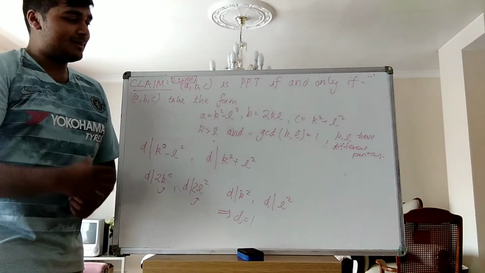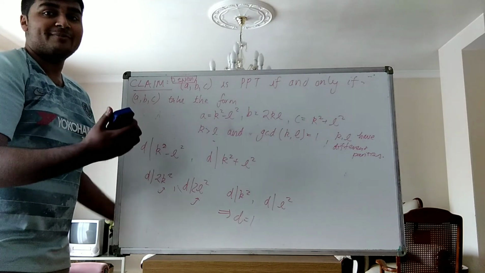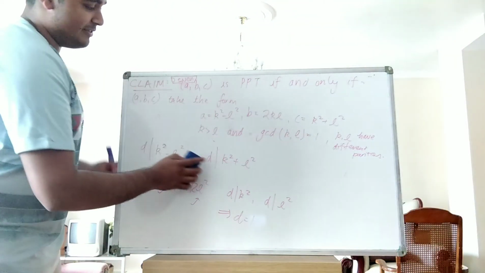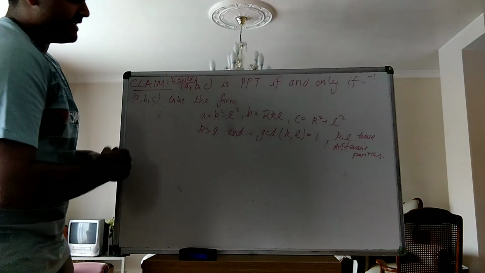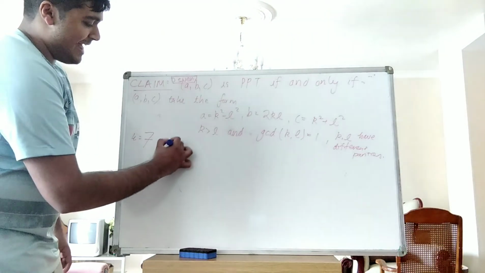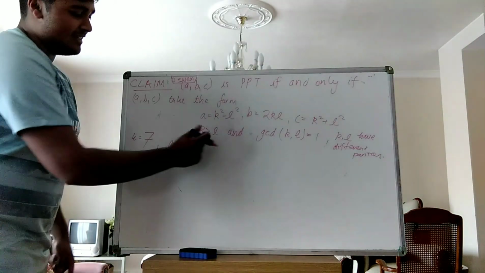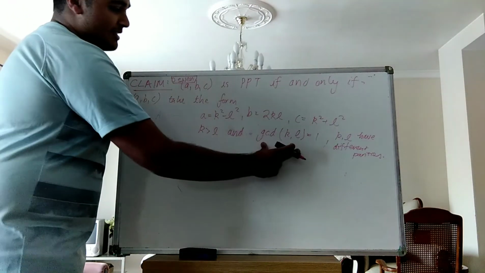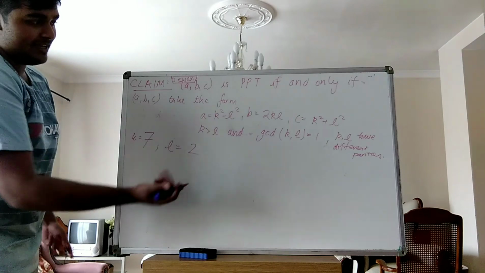So what's quite nice about this is that means that we can generate not just some primitive Pythagorean triples, but all of them. So if we, for example, consider K is 7, and then L equals 2, so do they satisfy these conditions? Yes, K is bigger than L. The greatest common divisor of K and L is certainly 1, and K and L are different parities, odd, even.